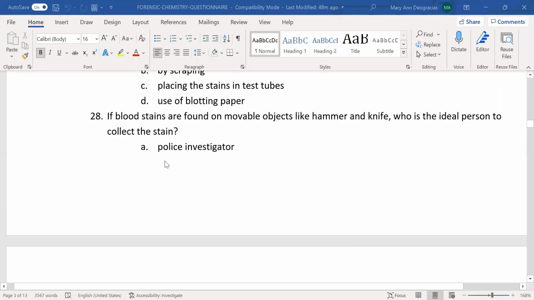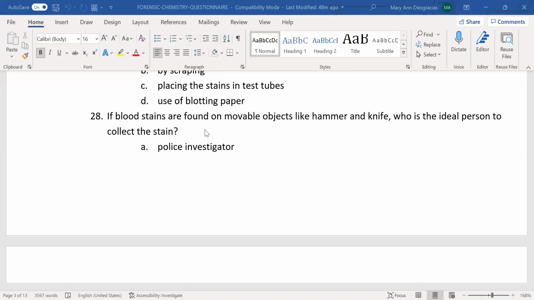Bakit hindi si police investigator? The work of the police investigator guys is to collect the hammer. Okay? Siya yung magko-collect doon sa hammer with the stain. Yan, collect kasi ma'am yung stain, no? Stain ang i-collect eh, hindi naman yung hammer eh. If blood stains are found on movable objects like hammer and knife. So, bali, ang gagawin ni police investigator or the SOCO investigator is to collect the hammer. Di ba? Yes, si chemist ang mag-process. Meaning, siya na yung magko-collect doon sa stain sa hammer.